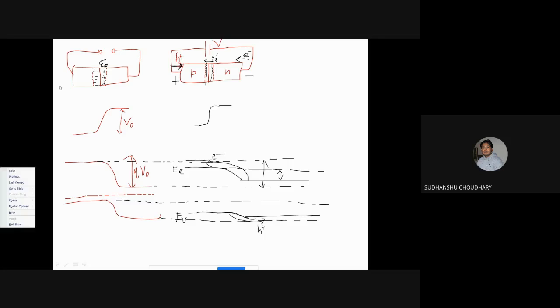It was happening here also, but because of this barrier, the electrons and holes were finding difficulty crossing it. But now since the barrier is small, this is the modified barrier. Electrons can easily diffuse towards the P side. Similarly, holes can easily diffuse towards the N side. So maybe I'll stop over here. If you have any queries, please ask, and maybe we can start from here in the next lecture.